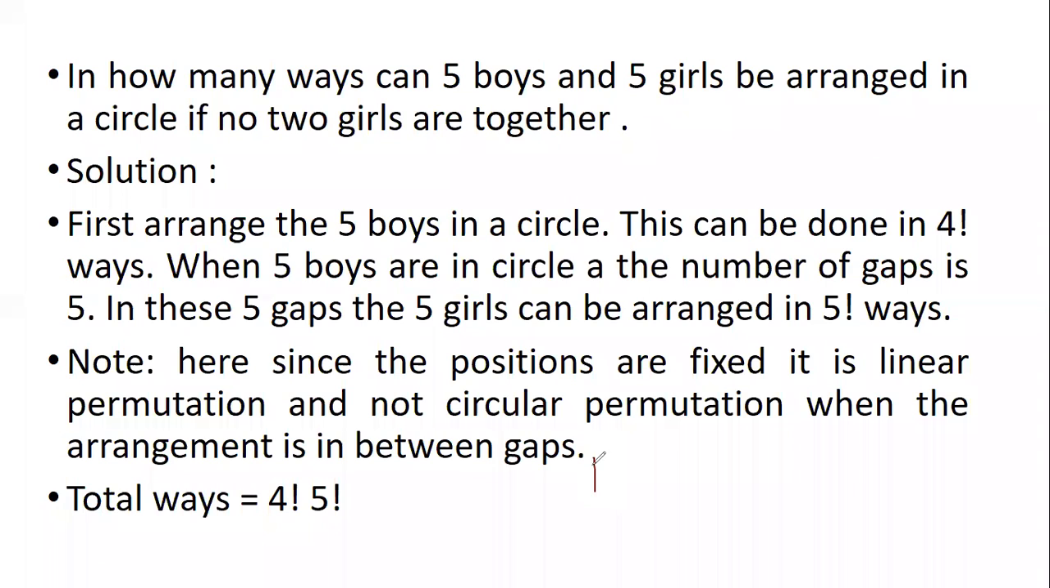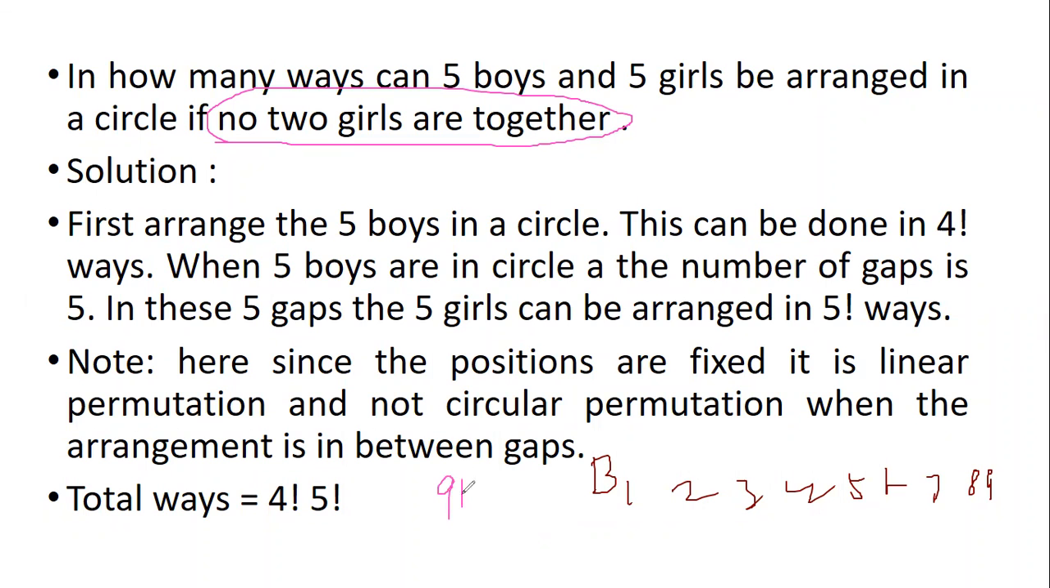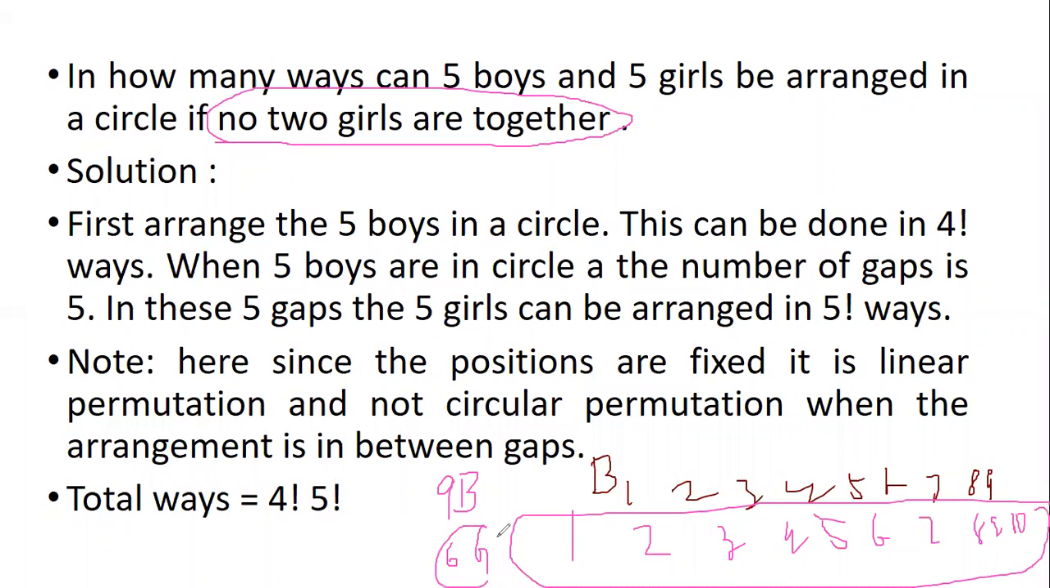So we had 9 boys, B1, B2, B3, B4, 5, 6, 7, 8, 9. And then we found what are the spaces that were available so that the girls can stand, because they're saying no 2 girls are together. So we had 9 boys and 6 girls to arrange in a row, right? So we had 1, 2, 3, 4, 5, 6, 7, 8, 9, 10. We had 10 spaces for the girls, where the number of girls was only 6.